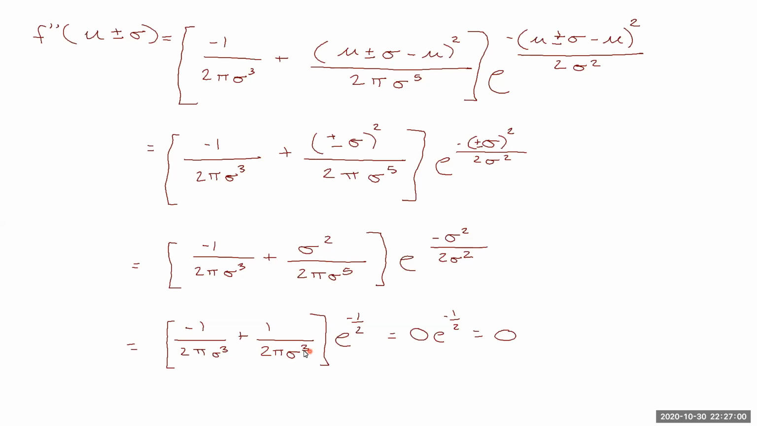5 minus 2 is 3. This first fraction doesn't change. So now you notice that these are the same fraction but with opposite signs. So when you add them, you get 0. Here we have a negative 1/2 because the sigma squared minus sigma squared cancel. But 0 times any constant is still 0. So we have shown that when you plug in mu plus sigma, you get that the second derivative is equal to 0.